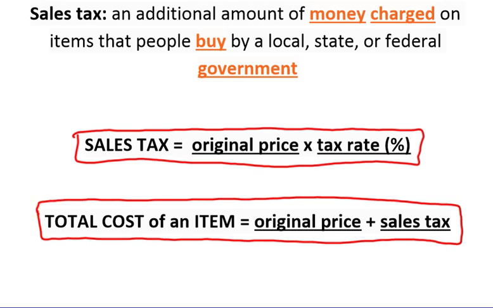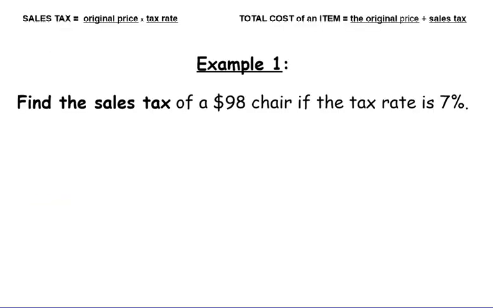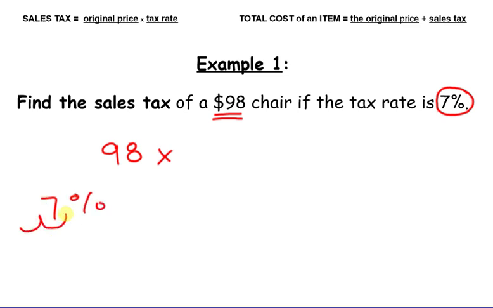All right, so let's go ahead and get started with our first example. It's going to be very basic. Okay, find the sales tax of a $98 chair if the tax rate is 7%. Okay, so our chair is $98 times 7%. We move it back 2 spots, just like discount, just like tip. I put a 0 as a placeholder. So it's 98 times 0.07. Make sure you have your calculator handy so that you can do that calculation.